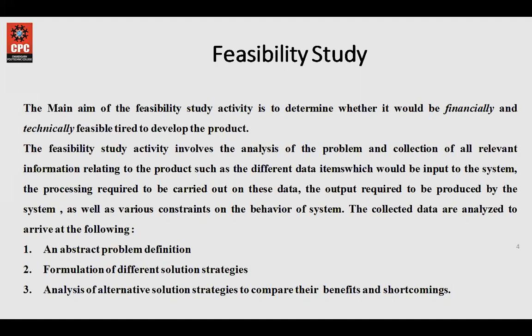For example, there are two strategies, A and B, which have different outcomes or use different steps. So we have to decide whether we go for A or B. Third, analysis of alternative solution strategies to compare their benefits and shortcomings. Any system that is created is basically created for the sake of some benefits to the organization. We never create a system that will not be helpful to the organization or the users. So whatever solution is chosen, we need to analyze the different benefits that will be gained from that system.